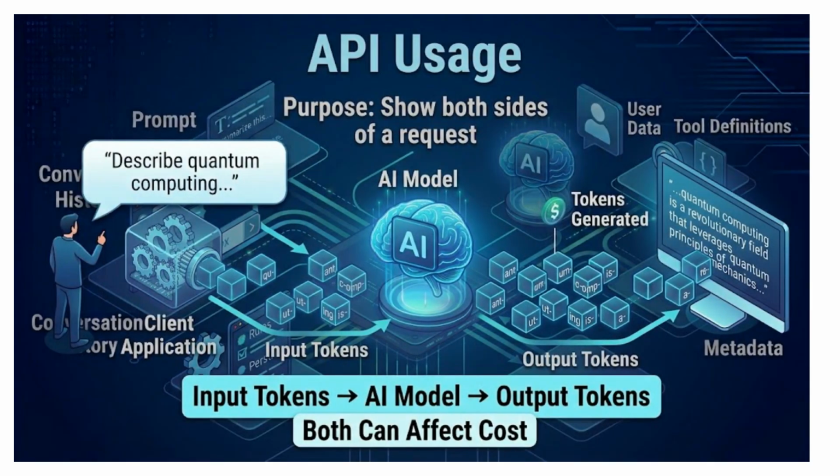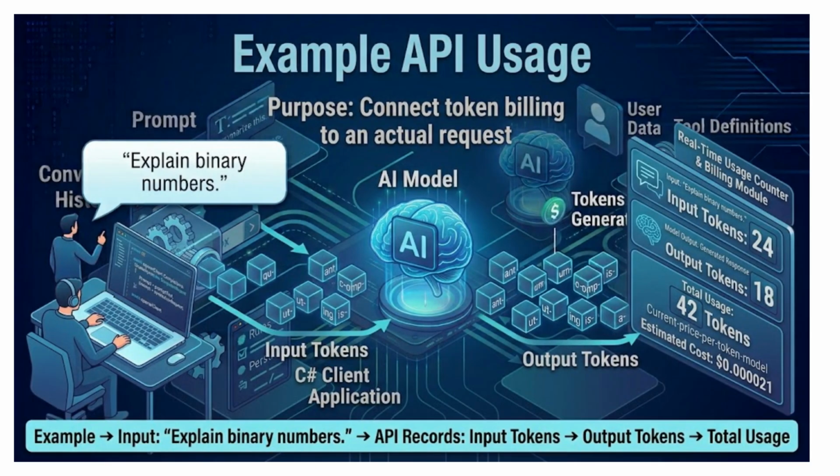Now let's put input and output tokens together. First, our application sends information to the AI model. This information becomes input tokens. The AI processes those tokens and generates a response. That response becomes output tokens. So every API request can involve both input tokens and output tokens, and both can contribute to the total API usage and cost.